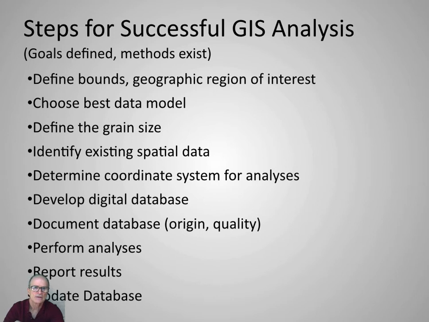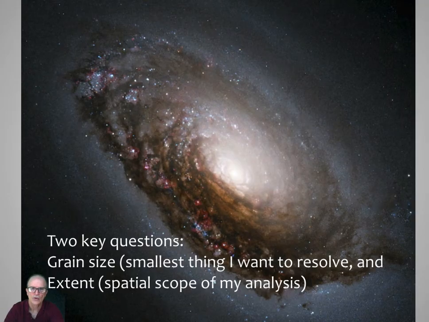I talked about the extent and the grain size, so I'll talk a little bit more about this now. The extent is the spatial scope of my analysis. How big an area am I going to do this for? And the grain size is the smallest thing I want to be able to resolve. So I have to measure or be able to interpolate down to that level. Now, sometimes it's uniform. In a raster, we have a uniform set of grid cells. Sometimes it's an object, a blob, and we have to figure out what's the smallest blob. My data must be measured at that level. So we have to answer those two key questions.